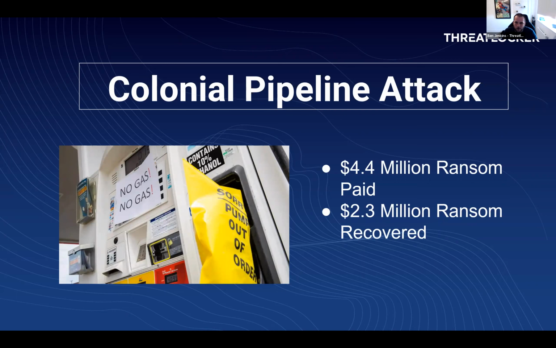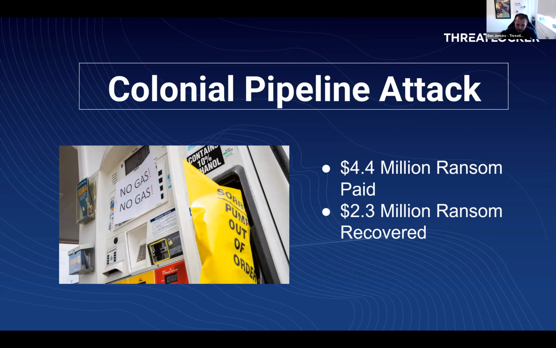Now, I didn't realize, but Colonial Pipeline equates to 45% of fuel that is sent across the east coast of the US. So it's absolutely insane the amount of fuel that is going through, and they had to shut down their systems. They legitimately turned it off. They flicked that off switch because they did not know the damage that this had caused.